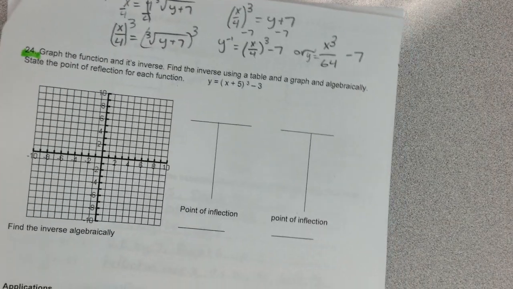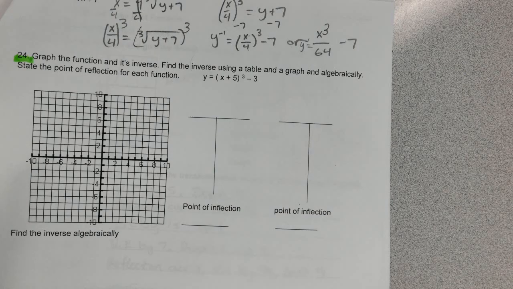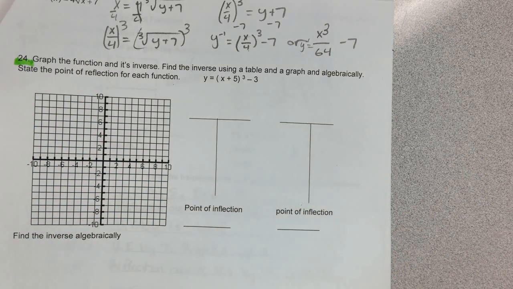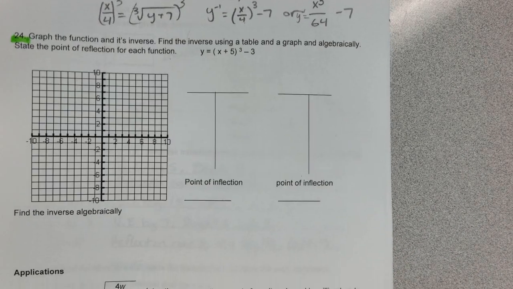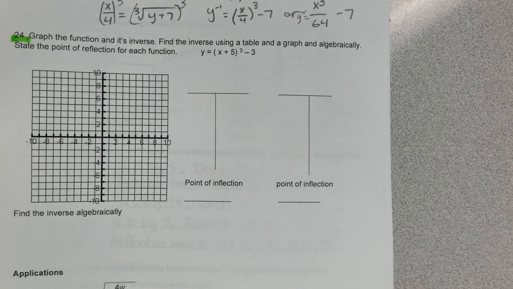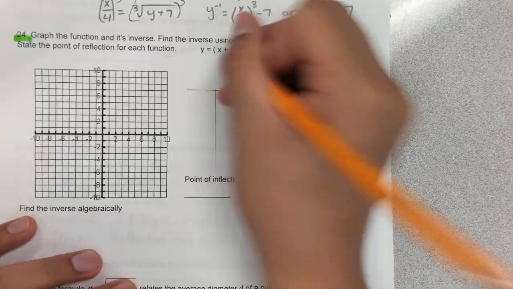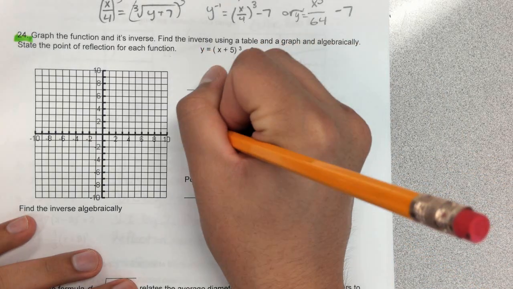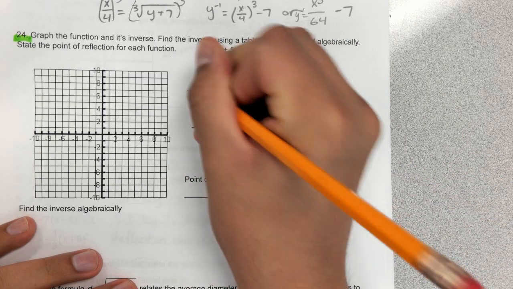Alright, so y'all's might look a little bit different than mine, so if yours is different, just follow along with this one, then I'll get to the one that's on your packet. Alright, so 24 just says graph the function and its inverse, find the inverse using the table and graph, and algebraically state the point of inflection for each function. Alright, so right now I know this has a vertex or point of inflection of -5, -3.